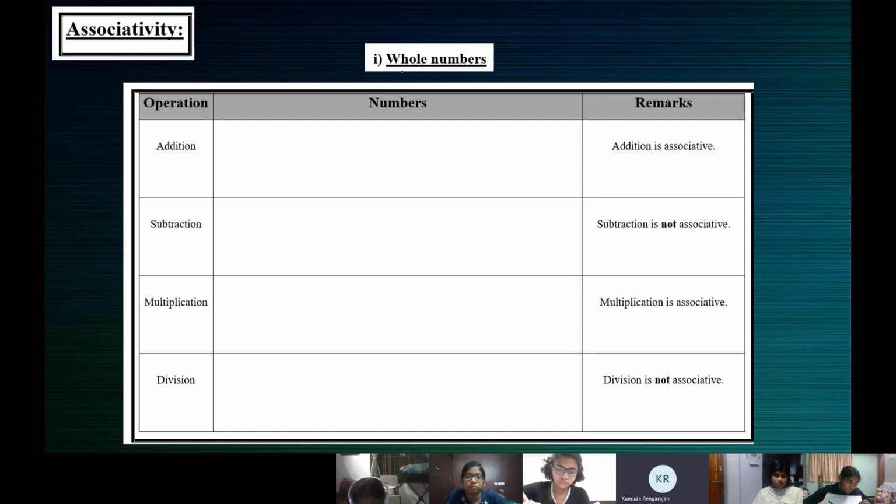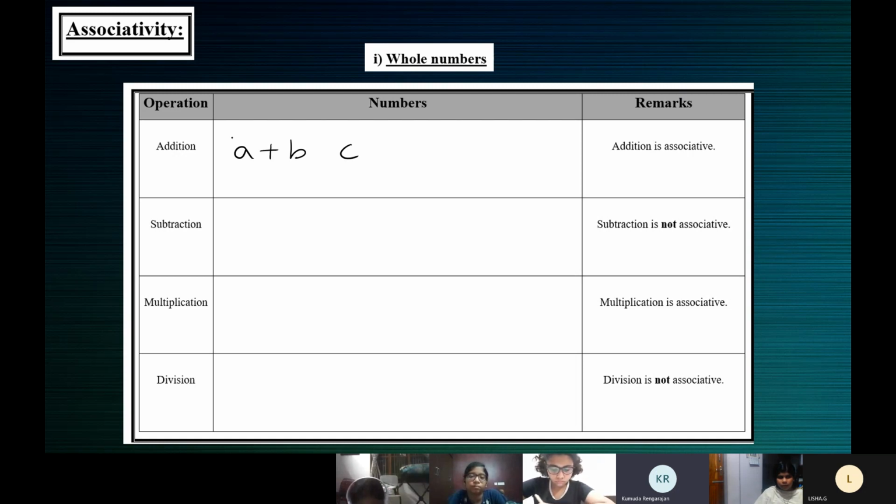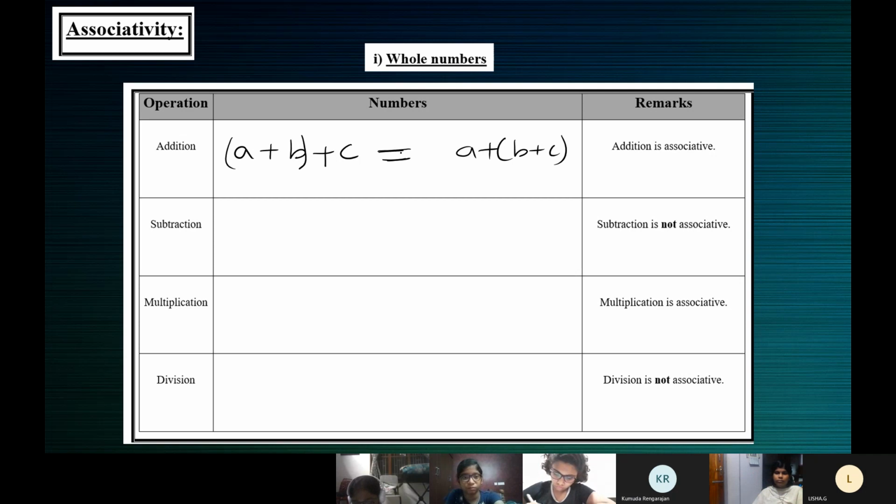Now, here we talk about whole numbers. So when we take three whole numbers A, B, and C, supposing you first add A and B, and then add that result to C, it will be the same as adding B and C first and then adding the result to A. That is, when you group the numbers in any order and find their sum, the sum will be the same.